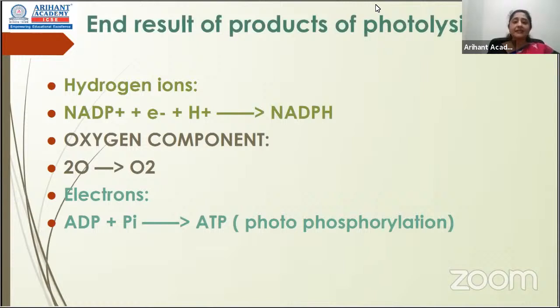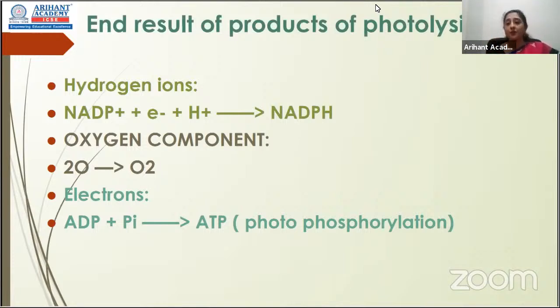The question which arises is, Miss, what is NADPH? Is it nicotinamide, adenine, dinucleotide, phosphate, hydrogen? No. You simply call it the reduced form of nicotinamide, adenine, dinucleotide, phosphate. I lovingly call it NADPH. So it is the reduced form of NADP.